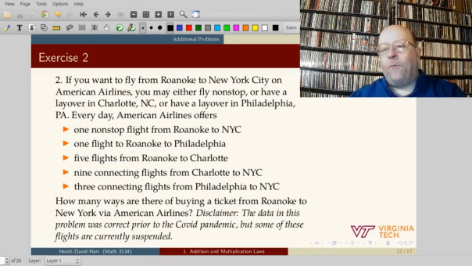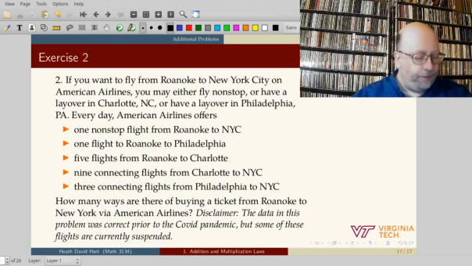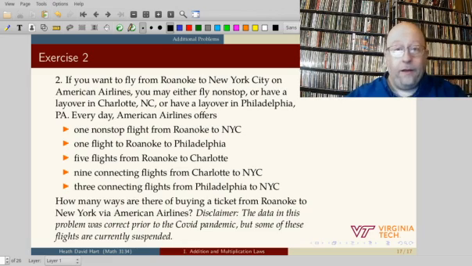I will mention that the data in this problem was correct a year ago, prior to the pandemic, but because of the flight restrictions and the social distancing restrictions and things like that, some of these flights are currently suspended. If you check the data now, there are a lot fewer ways of getting to New York than there used to be, but this used to be the case.